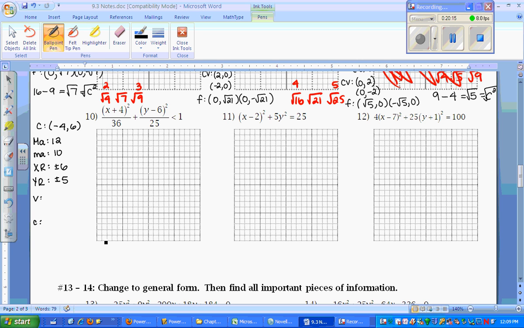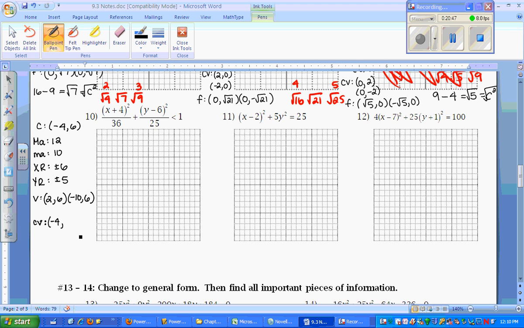And here's where you're going to have to think a little bit more. Your vertices and co-vertices are now not centered around (0, 0). So the bigger number is underneath x, that means in my vertices, the x coordinate is going to be changing. So if I'm going from -4 and I'm going to the left or the right 6 spaces, I have to add or subtract 6. -4 plus 6 is 2, and -4 minus 6 is -10. The y coordinate does not change.